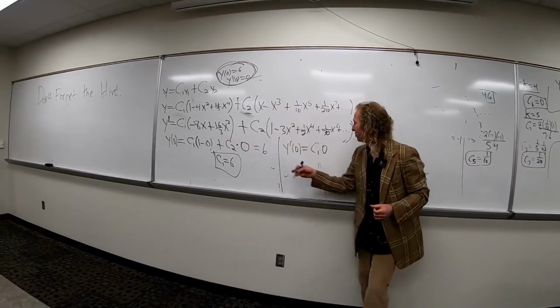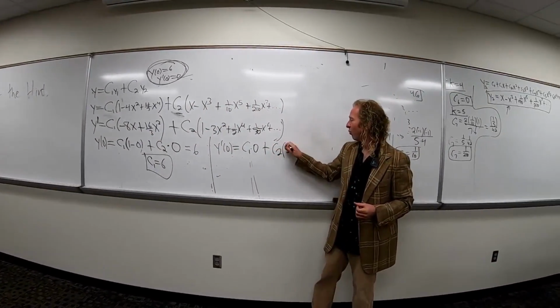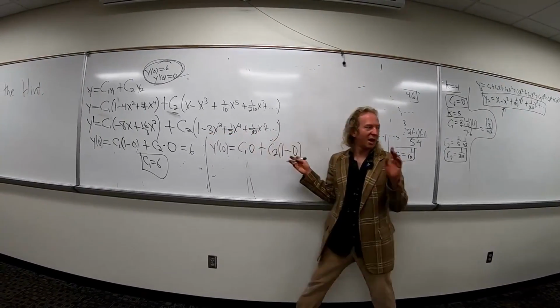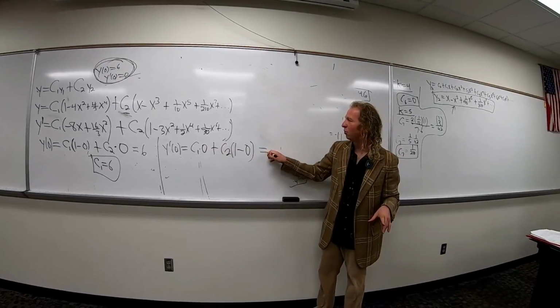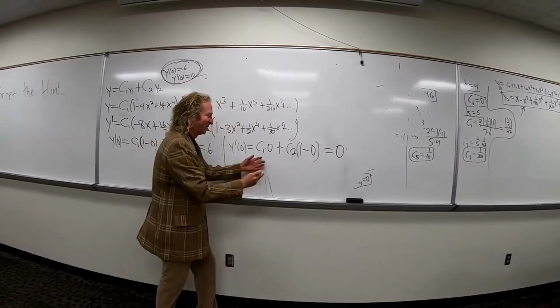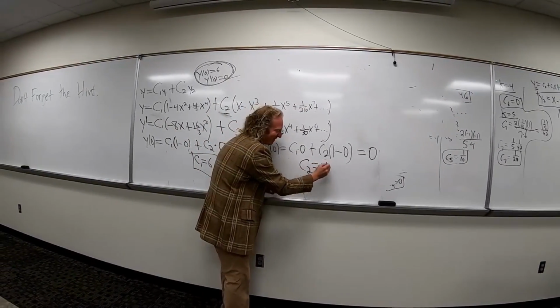Okay, and then so this is 0. And this is C2. 1 minus 0. Right? All of this is 0. And then that's all equal to 0, right? Yeah, because it's from this. So C2 equals 0.